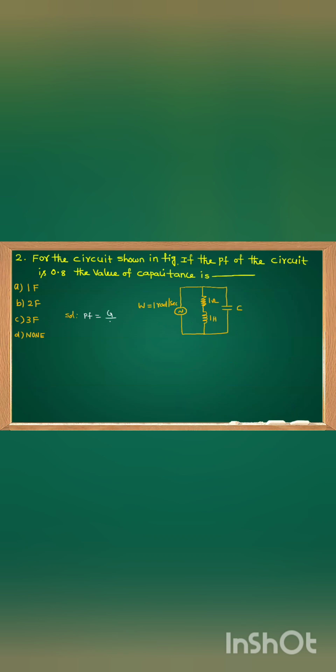Actually, it is R by Z in a series circuit. But in a parallel circuit, instead of R you take G, and instead of Z you take Y. The power factor formula is G by Y, conductance by admittance.